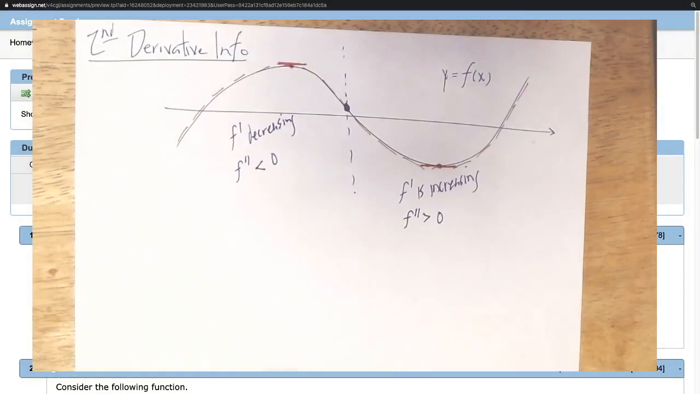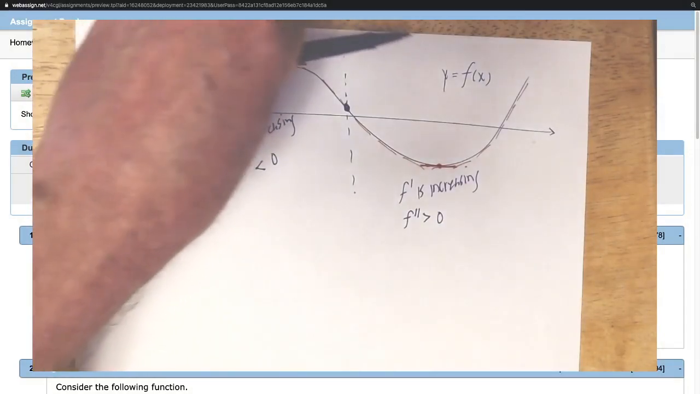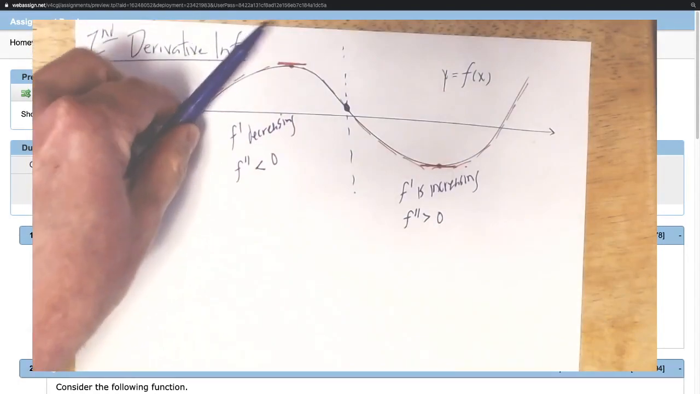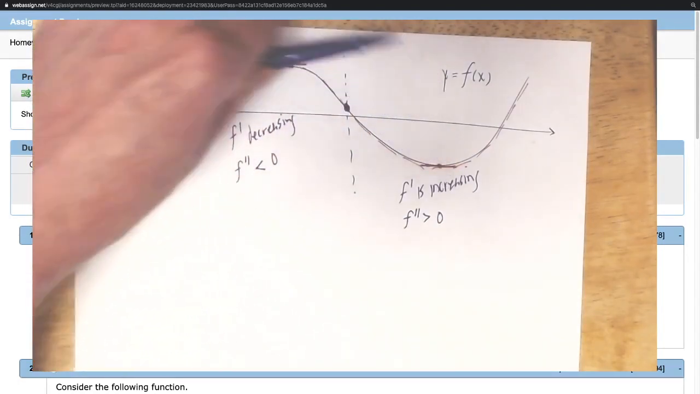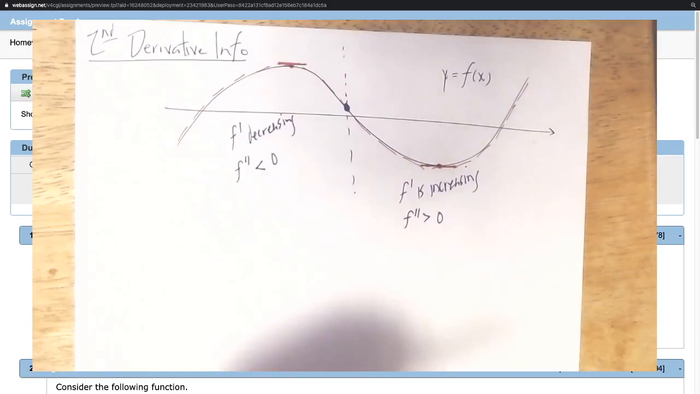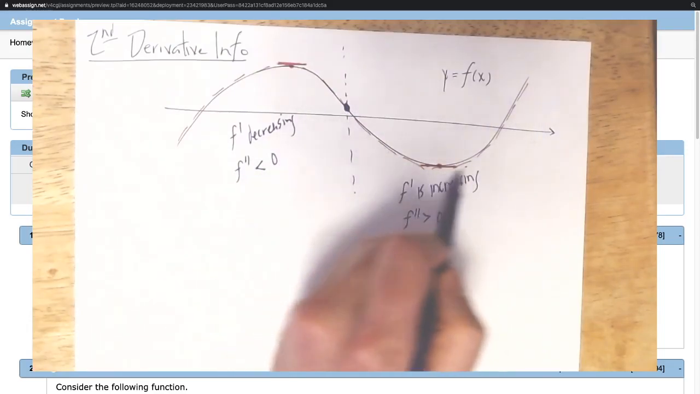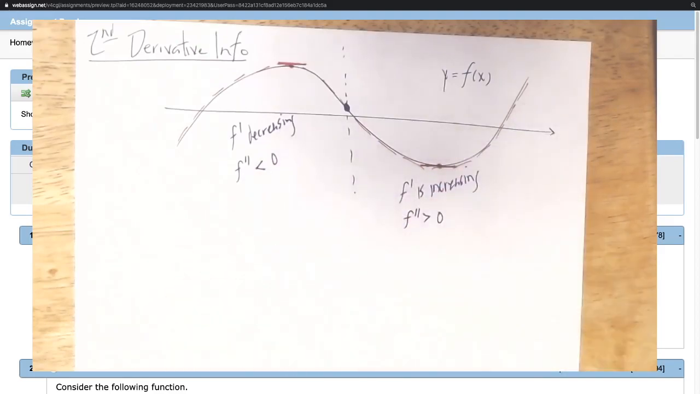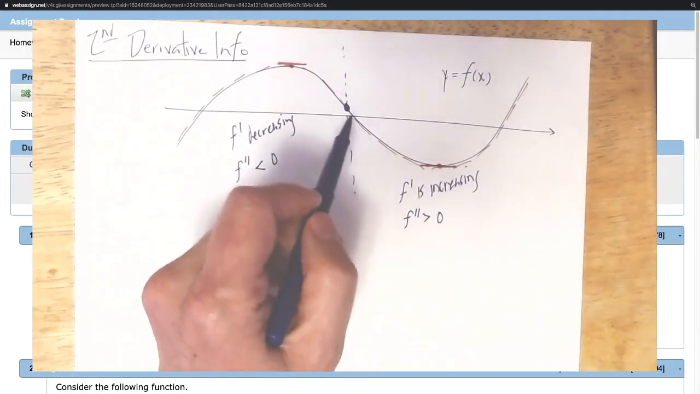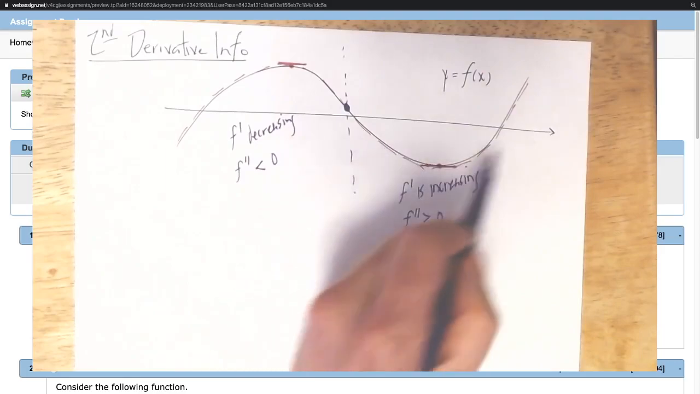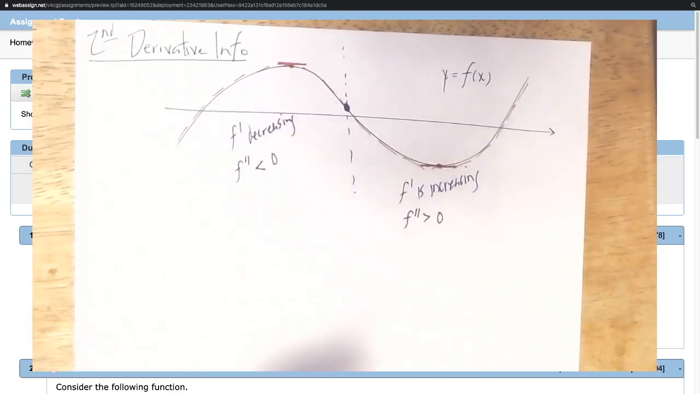Now these things have to do with the shape of the graph. When f prime is decreasing like it is here on the left, we say the shape is concave down. Whereas if f prime is increasing like it is here on the right, we say the shape is concave up. Sometimes people remember that concave up holds water, concave down doesn't. But that's the basic idea.